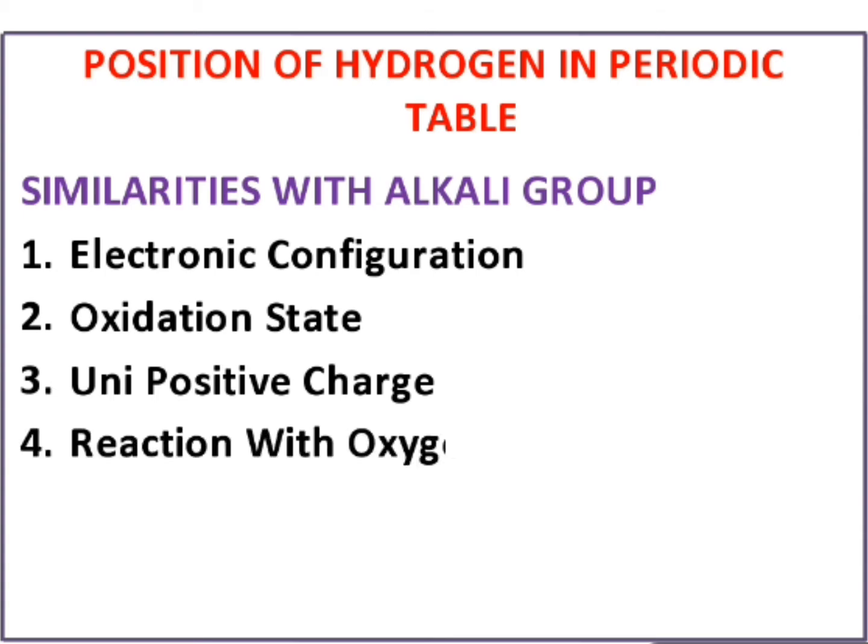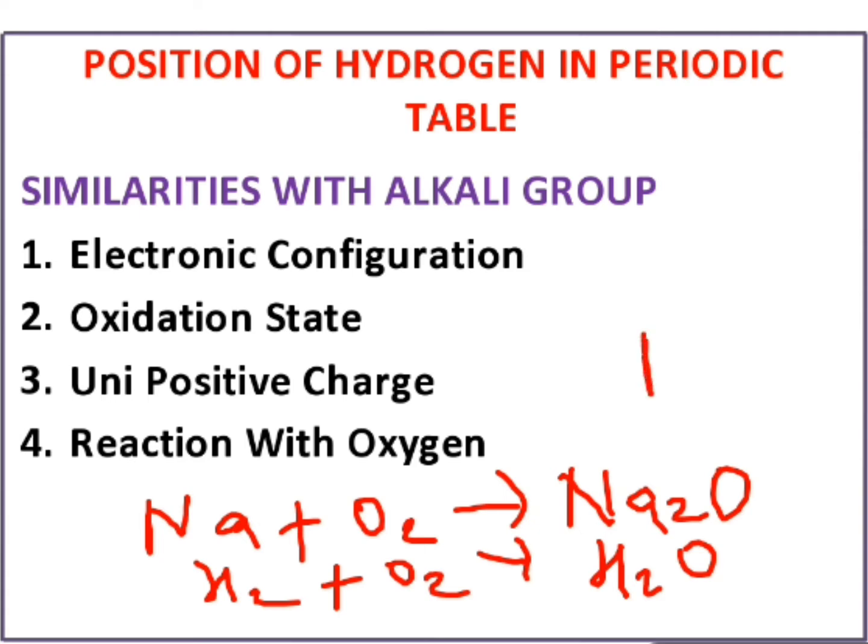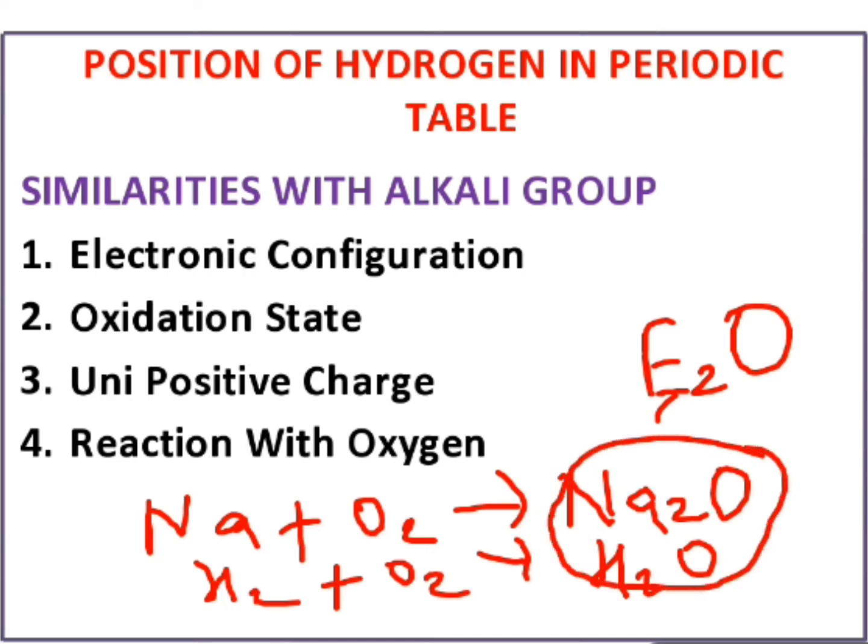Reaction with oxygen. In reaction with oxygen, you see Na plus O2. If sodium is oxidized, it will form Na2O. If H2 reacts with O2, it will form H2O. So the formula of this molecule is E2O, where E is the element. This is the similarity: in reaction with oxygen, the alkali group and hydrogen both react in the same manner.